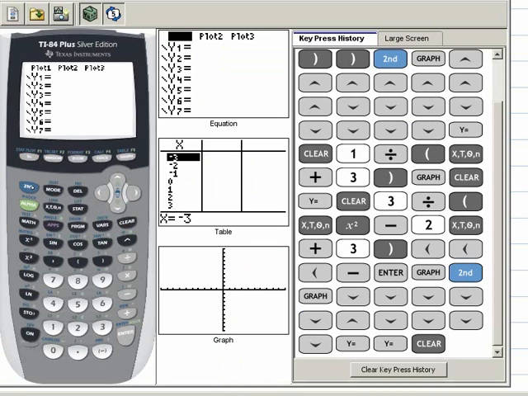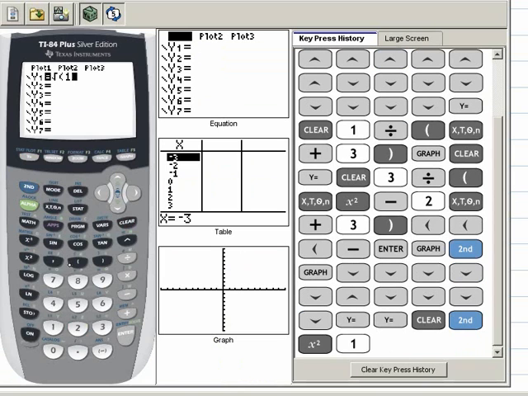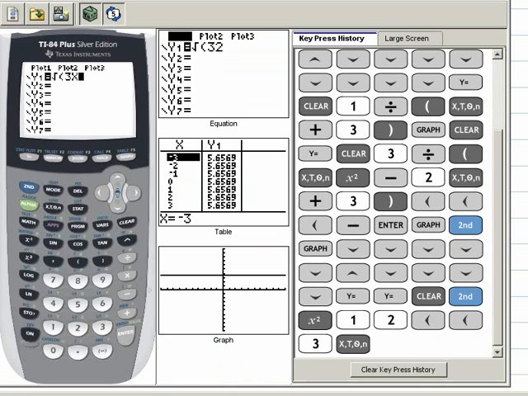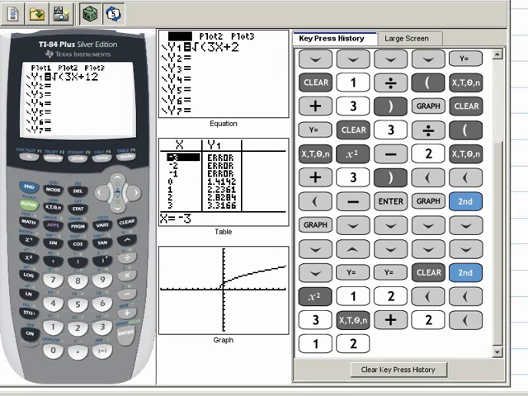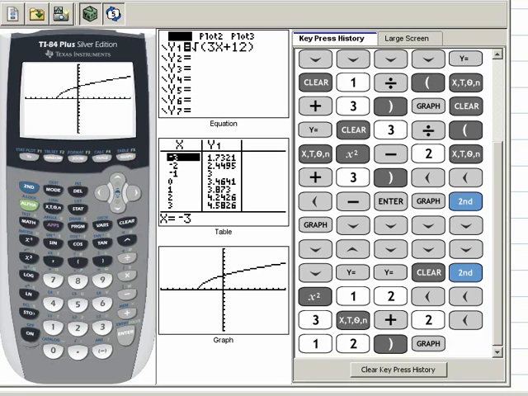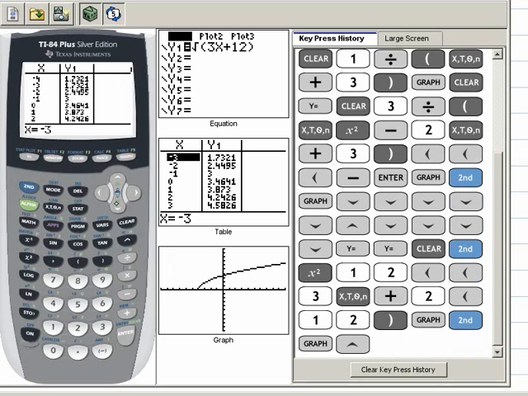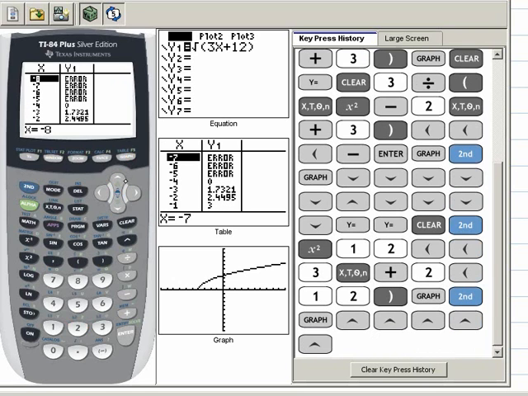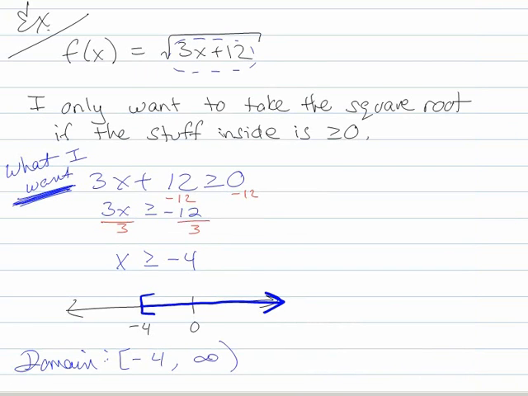You can say, all right, I've got the square root of 3x plus 12. No, it's not 12. That's a 12. 3x plus 12. And I'll graph it. And there you go. You can see that we don't go past -4. So that confirms our findings. We can also look at the table and see that if we go up to 4, there's an answer, but if we go anywhere past that, we're not going to have an answer. So we're able to confirm what we did by hand with what we got on the calculator. That's kind of fun.